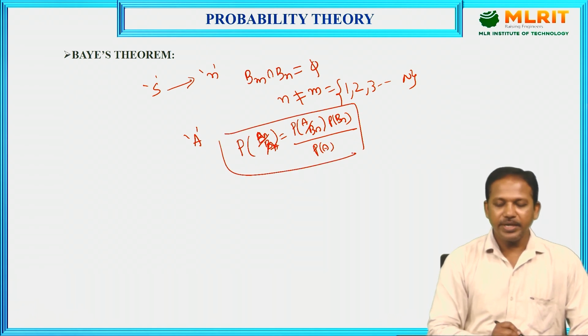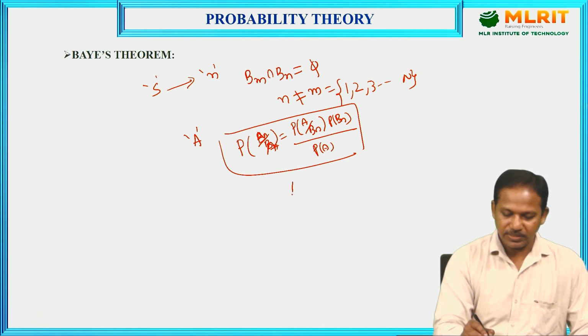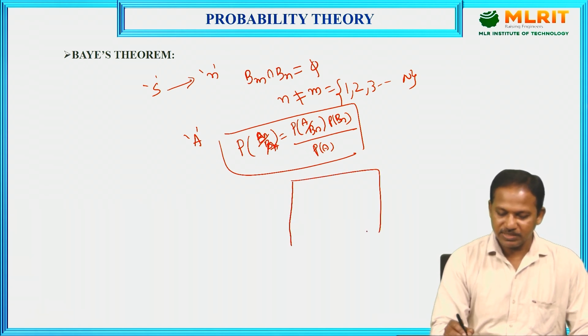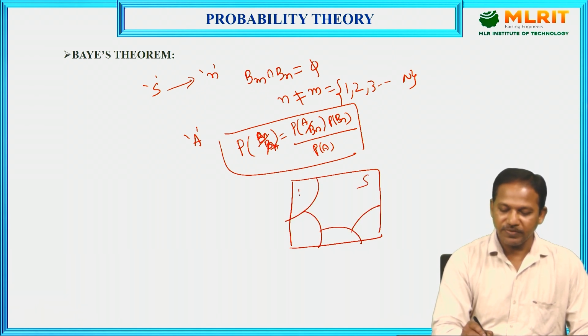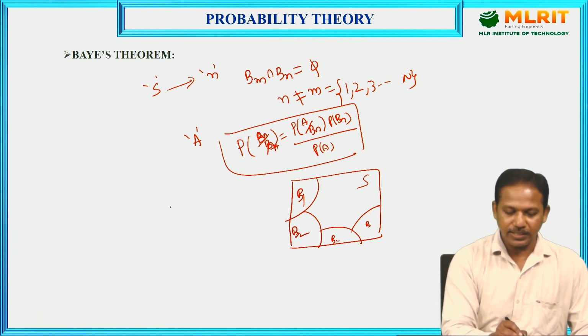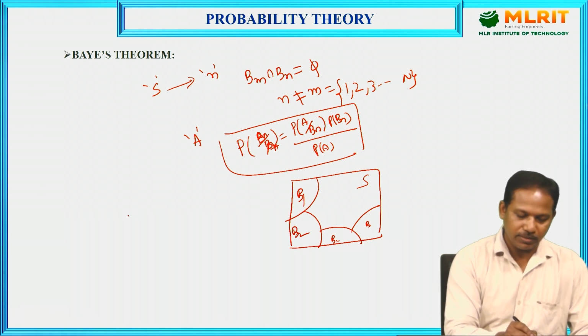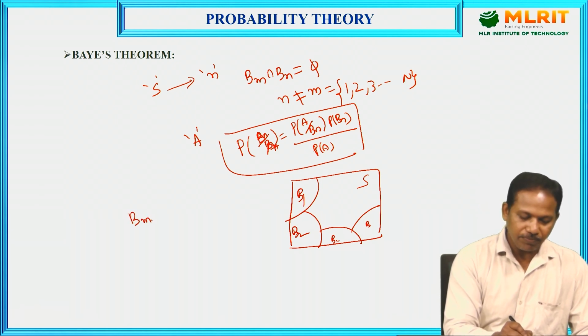Now we need to expand this. First of all, see the proof of this. First, assume this is my sample space. This sample space has n mutually exclusive events B1, B2, B3, and so on, Bn. Now, there is nothing common between any two elements, so Bm intersection Bn equal to phi.